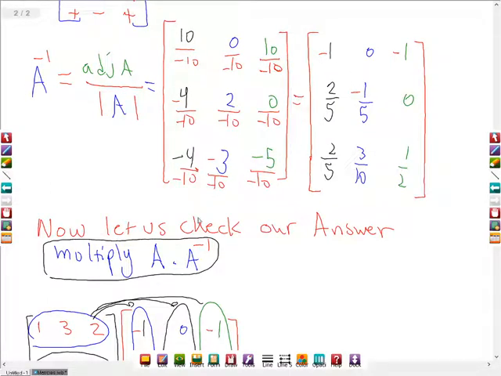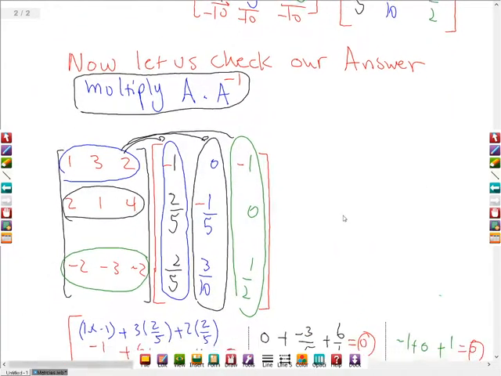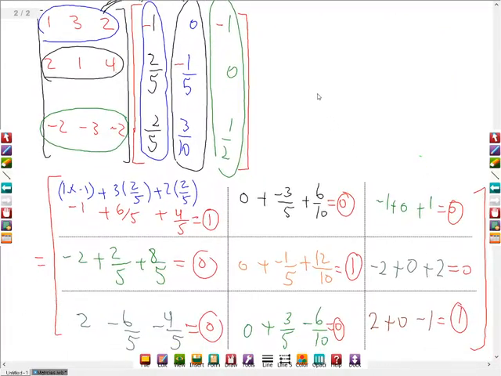Now, let us check our answer. Maybe we are not right. You'll see something. Now, we're going to multiply A times A inverse. This is A and this is A inverse. As I did for you before, 2 by 2. You take this row, 1, 3, and 2. You flip it and you multiply it by each term here.